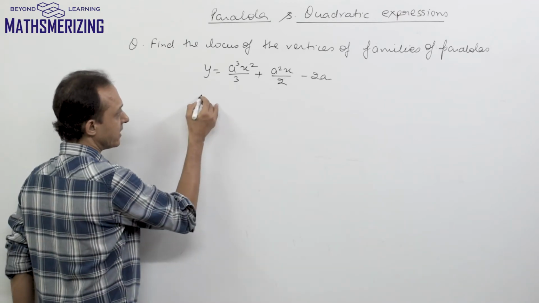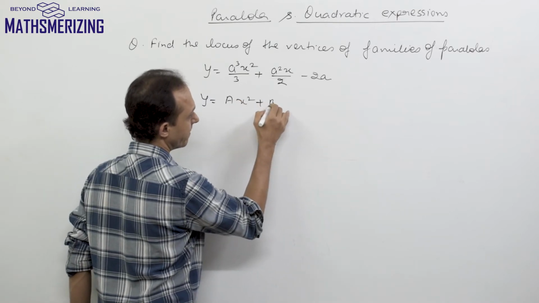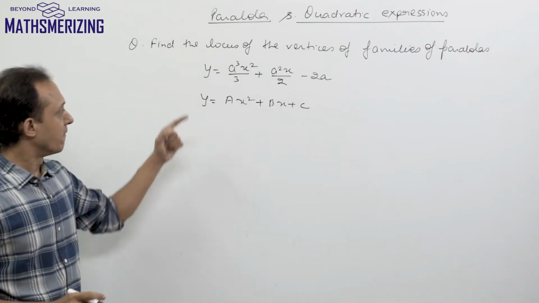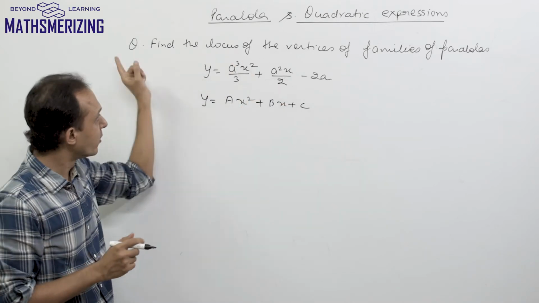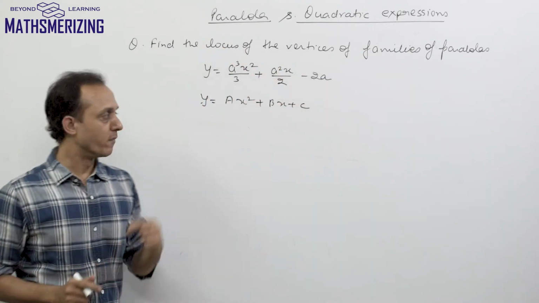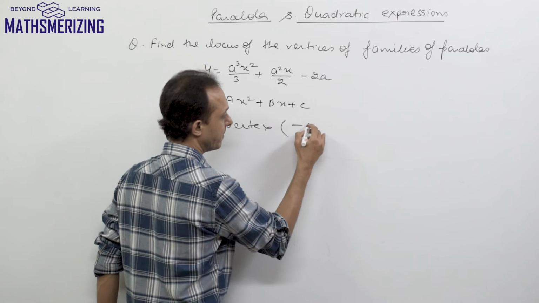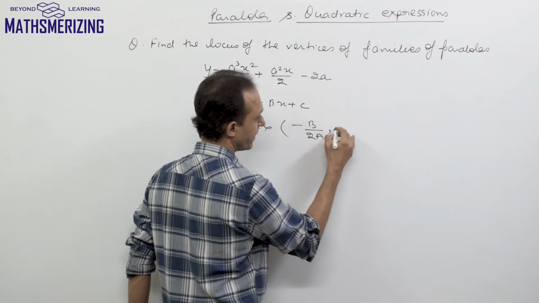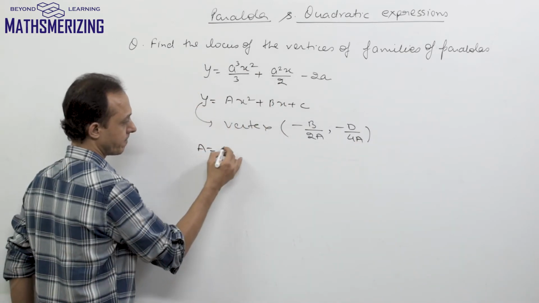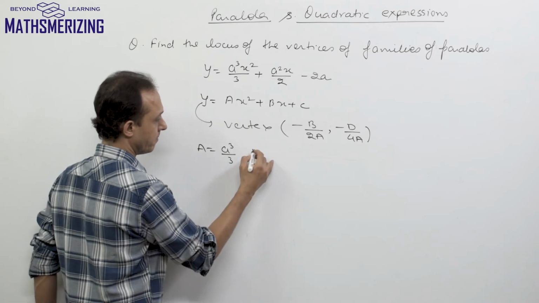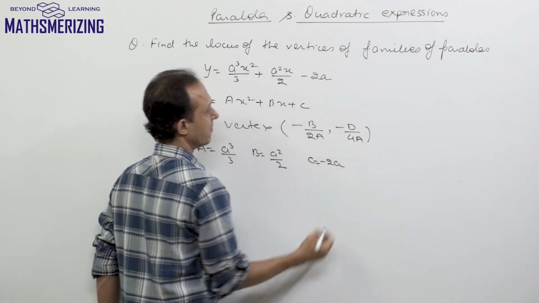So if I look at this equation, I see it as a quadratic expression. Suppose it is ax square plus bx plus c. Now for this quadratic expression, we know that this a is a parameter, because if a is going to vary, we are going to get a family of parabolas. Now we already know for this quadratic expression, the vertex is at minus b upon 2a and minus D upon 4a. Now a in this case is a cube upon 3, b is a square by 2, and c is minus 2a.